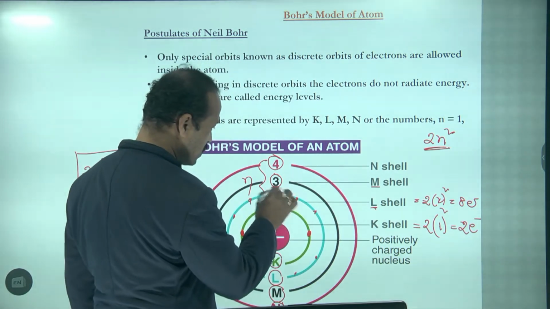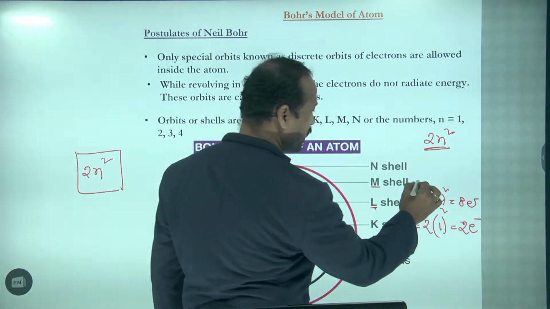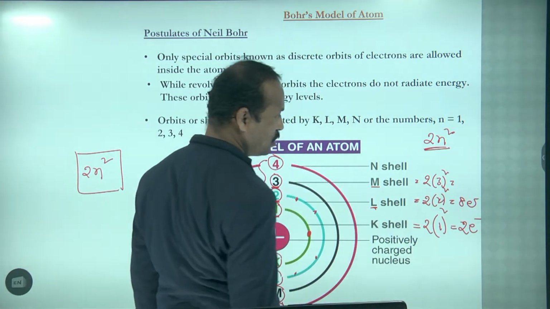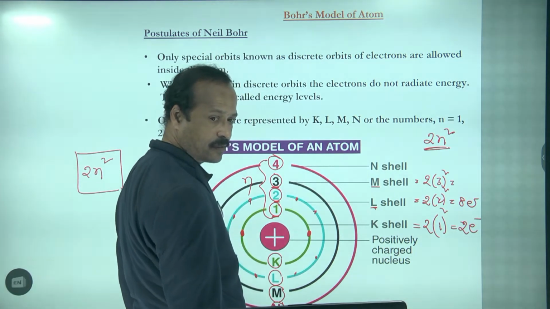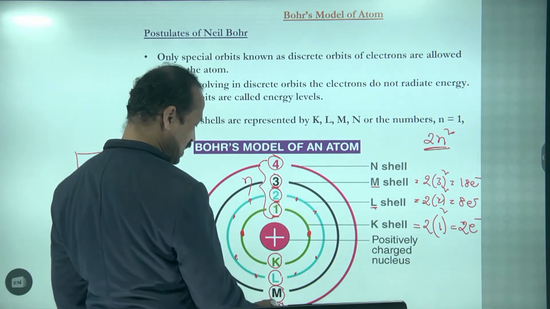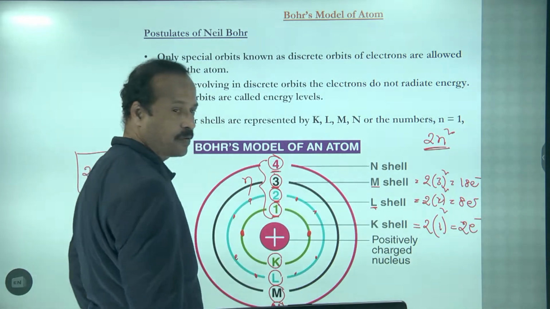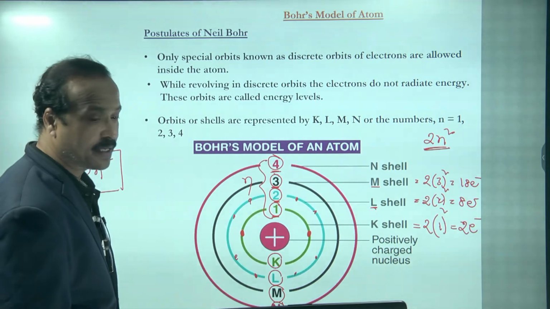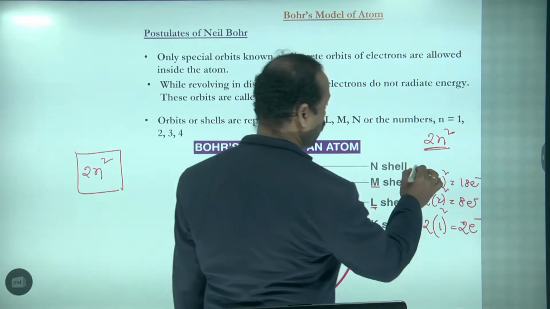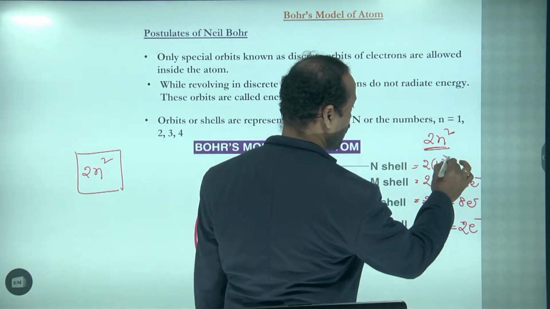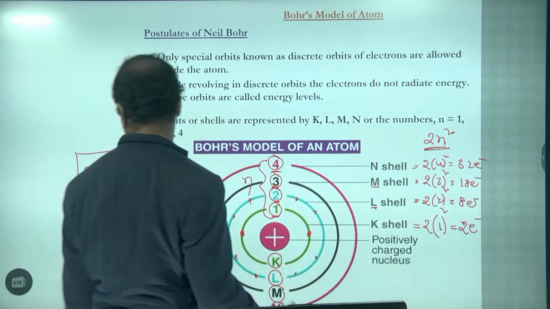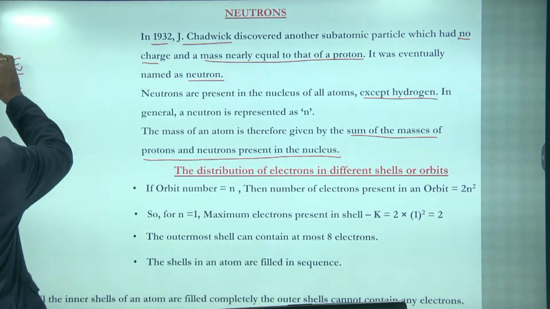Now let's see the M shell. The M shell number is 3 here. So how much does it become? 18. So the M shell can accommodate 18 electrons. Now what is the N shell value? How many maximum electrons can be accommodated in the N shell? 32. Very good. So 2 into 4 square: 4 square is 16, and 16 2s are 32 electrons. Very good. So this is the distribution of electrons.